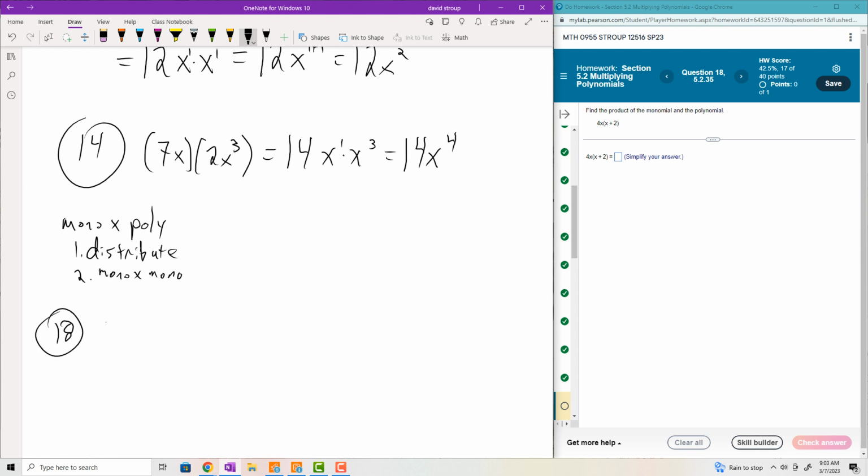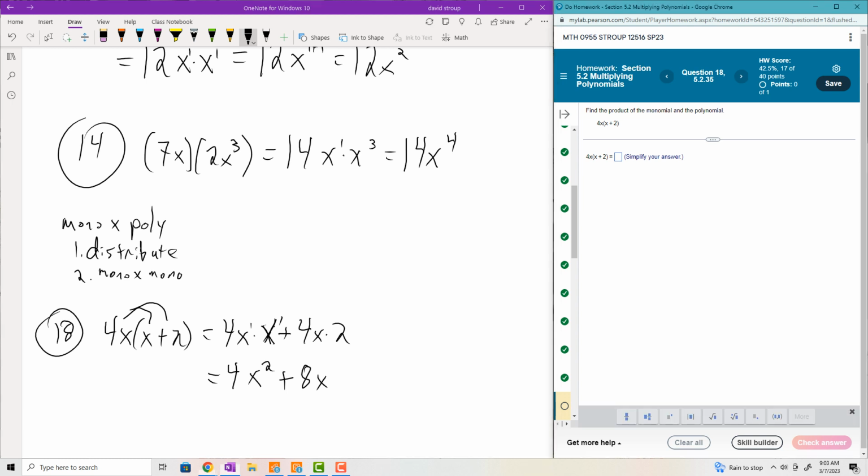So 18, we have 4x times x plus 2. Okay, so you're distributing. That'll be 4x times x plus 4x times 2. The first term, it'll be 4, and then you're adding exponents on the x's. So it'd be x to the 1 plus 1, which is 2, plus 4x times 2 is 8x. So 4x squared plus 8x.